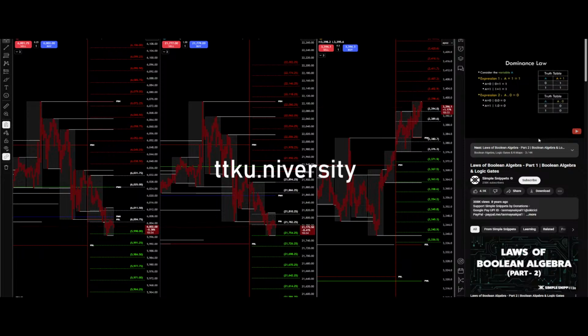As you can see, in this case, the LHS is not equal to RHS, but it is dependent on the dominant value. So in the first case, 1 is the dominant value, so we always get the answer as 1. In the second case, 0 is the dominant value, so we always get 0 as the answer in the RHS. So let's move on to involution or double negation law.